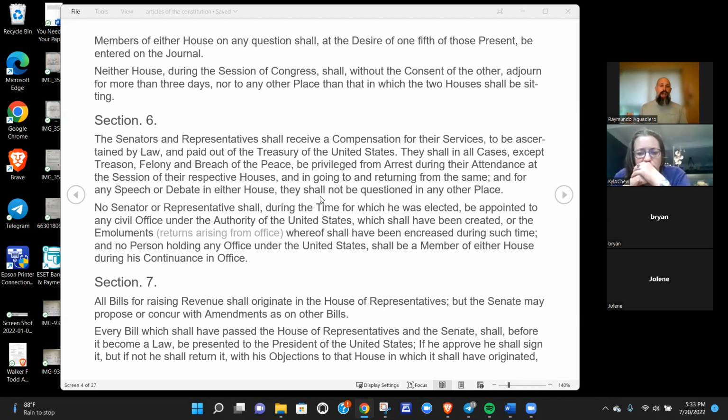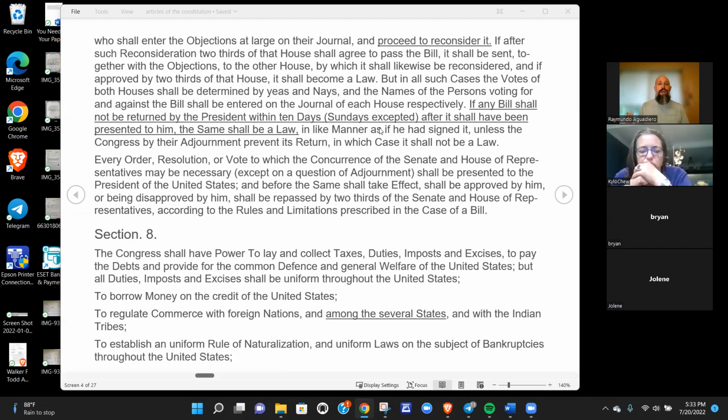Every bill which shall have passed the House of Representatives and the Senate shall, before it becomes law, be presented to the President of the United States. If he approves, he shall sign it, but if not, he shall return it with his objections to that house in which it shall have originated, who shall enter the objections at large on their journal and proceed to reconsider it. So they vote on something and pass it to the president.